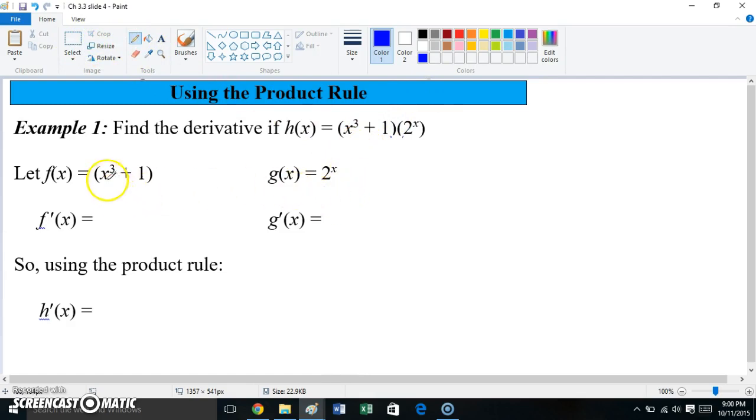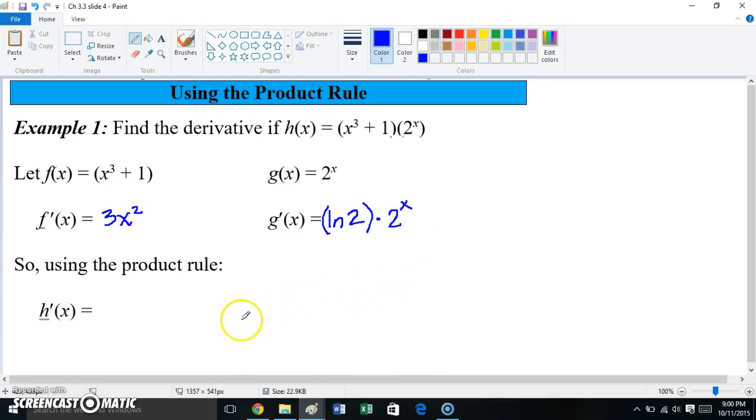Okay, so let's just recall, what is the derivative of x cubed plus 1? That's just a power rule. So it's 3x squared, and the derivative of 1 is 0, so 3x squared. What's the derivative of 2 to the x? Recall from our previous lesson, the derivative of an exponential is the natural log of 2 times 2 to the x.